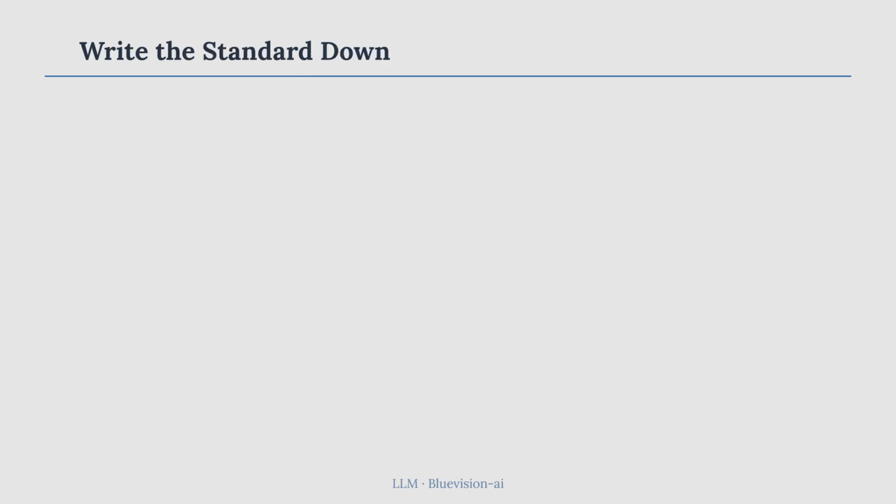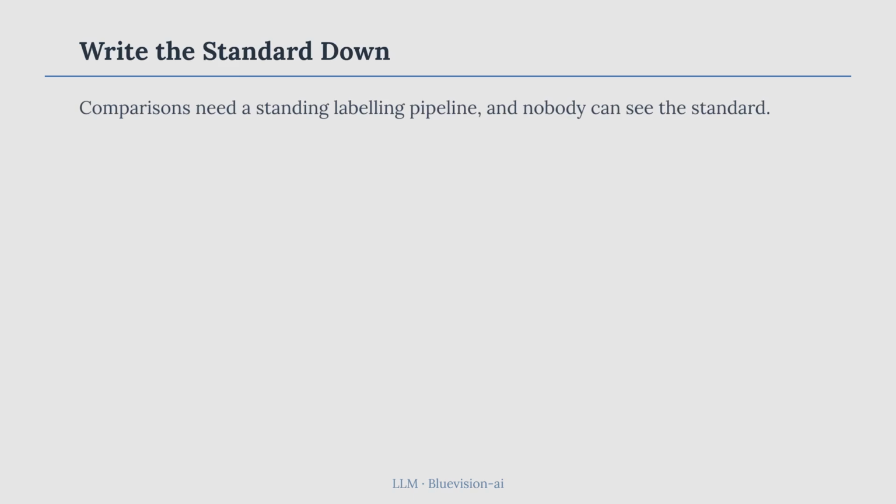Now, RLHF works, but I want to show you 2 problems it has that aren't about maths at all. The first is that human comparisons never stop. You need people ranking, permanently, for as long as you keep training. The second is quieter. Nobody can point at the standard being applied. It's distributed across thousands of individual judgments, and you can't read it, audit it, or argue with it.